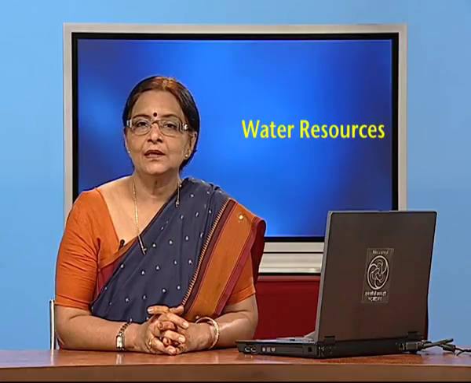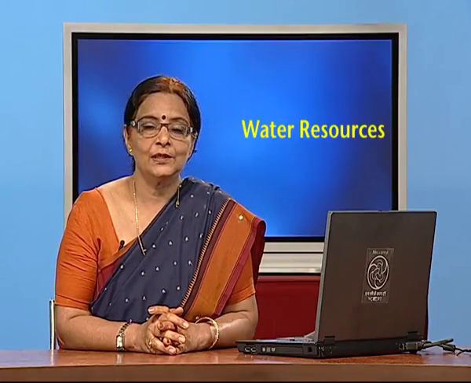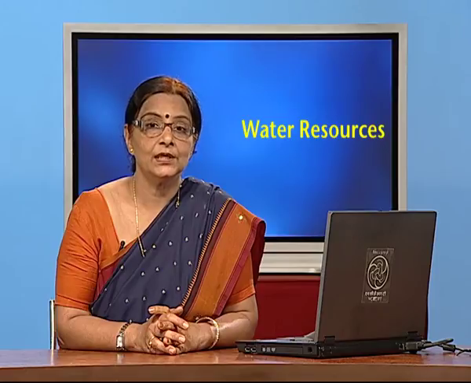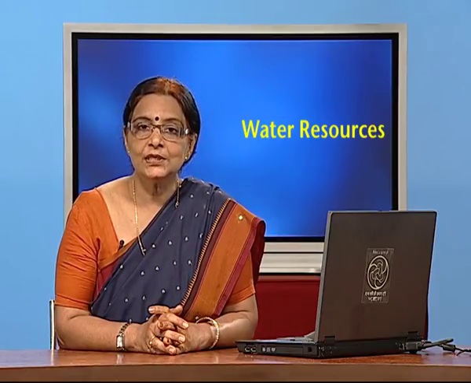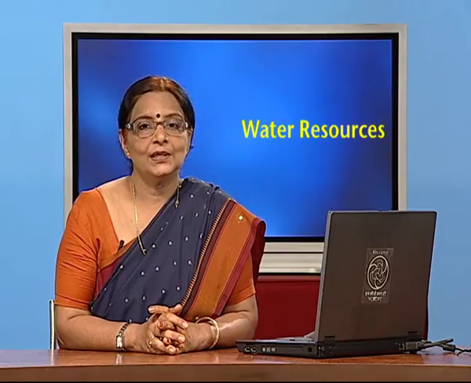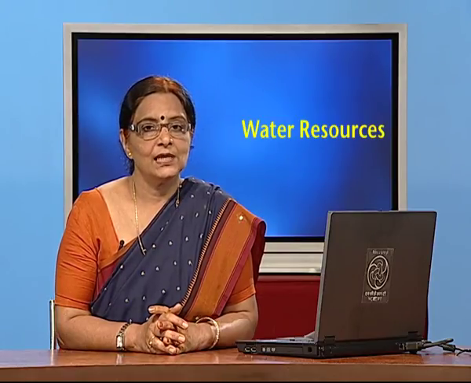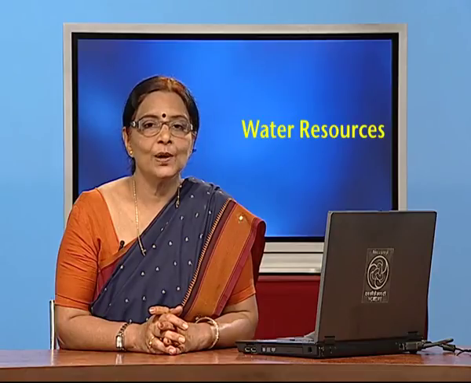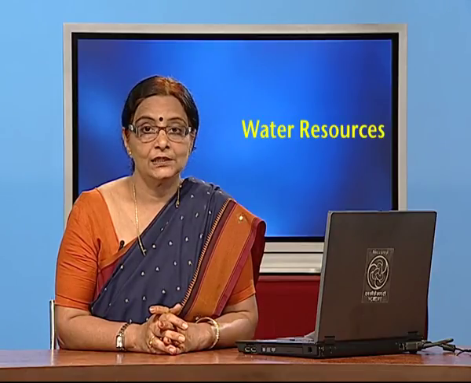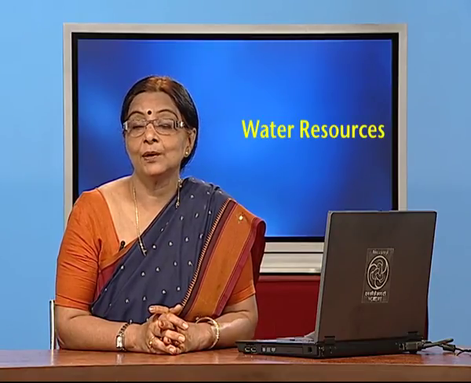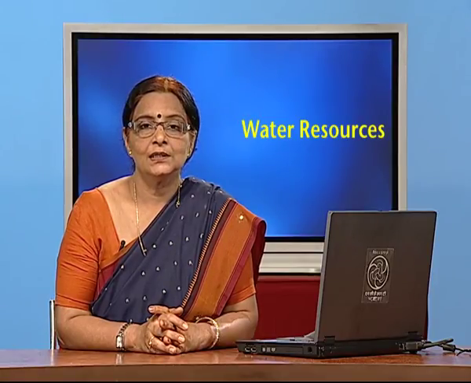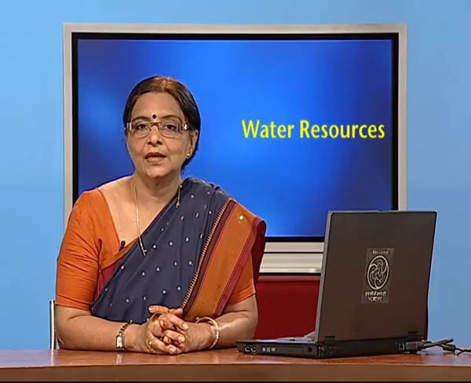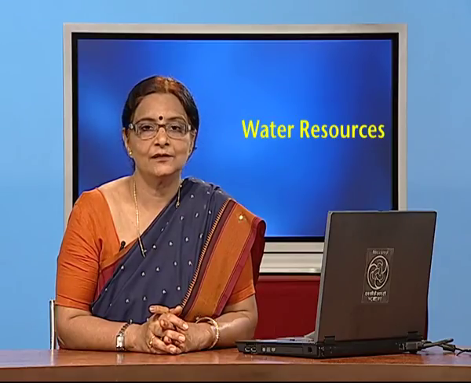So children, under this chapter we have covered why we need irrigation. What are the factors which are essential to have irrigation in the country? Besides that, we have discussed the quality of water, and we have also discussed the two important techniques of conserving water. One is watershed management and the other is rainwater harvesting.